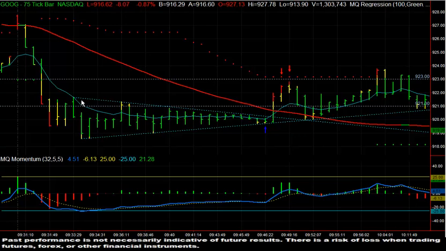It coincided with this wedge pattern formation with lower highs and higher lows. We had some upside momentum with barely any downside momentum, all the way up until this point right here when we approach the apex.